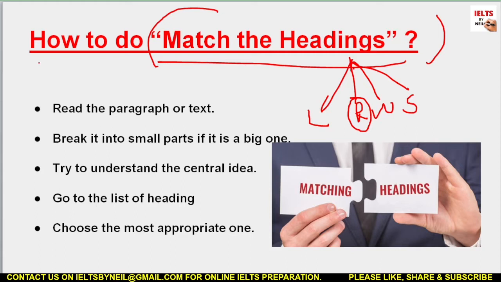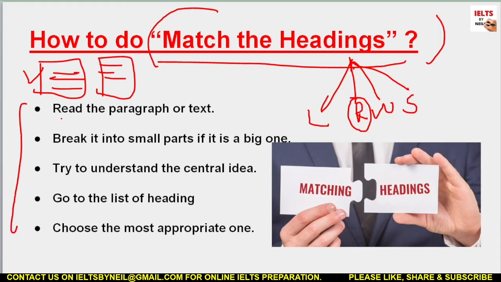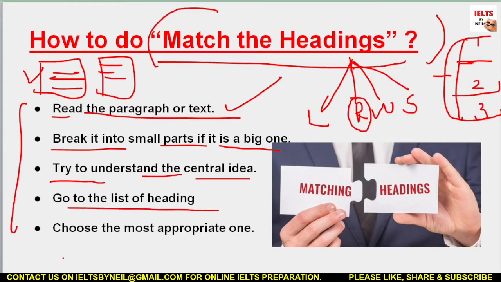Let's begin with the process for doing match the headings. A list of headings will be given to you and a paragraph will be given to you. You have to read the paragraph and then find the most appropriate heading from the list of headings. These are the steps to follow: read the paragraph or text first, and break it into small parts if it's too long or a big one. The next step is to go to the list of headings and choose the appropriate one. We are going to practice with real questions and see how we go.